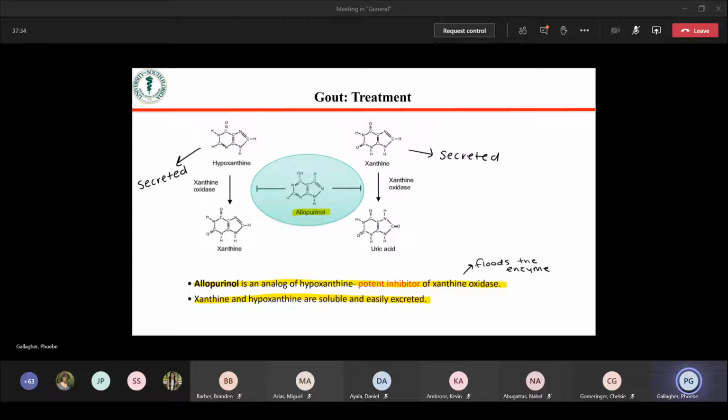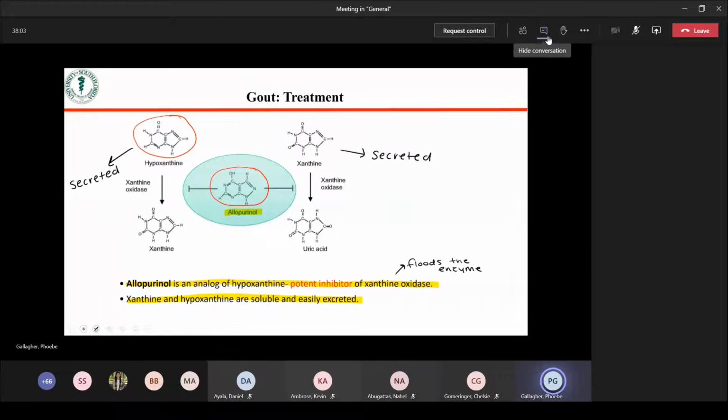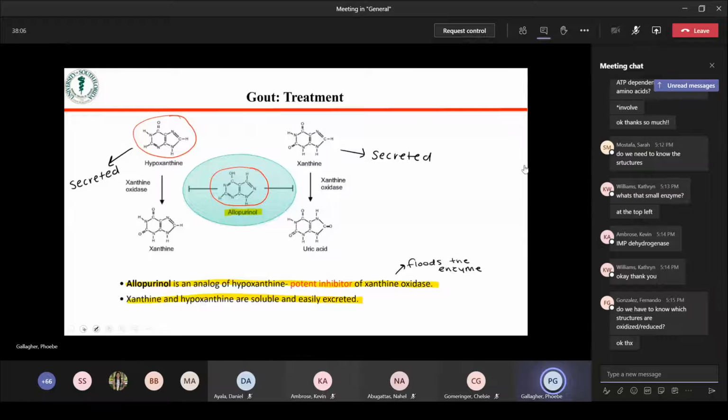So the allopurinol works because it looks structurally similar to hypoxanthine. So if you have all of this allopurinol hanging out in your bloodstream, it's going to be more likely to react with the xanthine oxidase and essentially flood the enzyme so the hypoxanthine can't use it. So then you have hypoxanthine that is more soluble in your blood and can be secreted easier. And that's how that drug works. So kind of understand how it works as well, because I think she put it in her summary slide at the end.